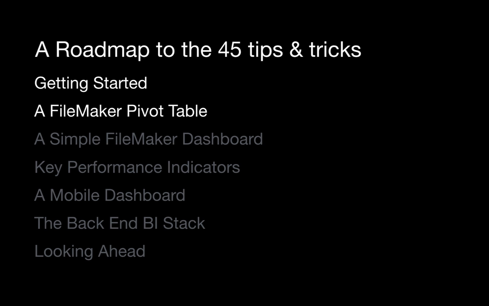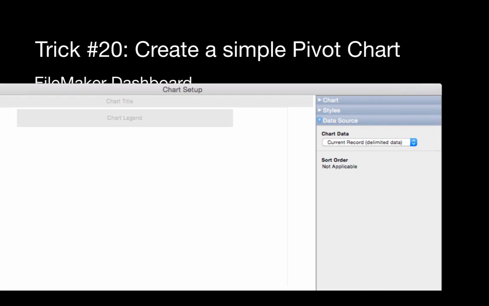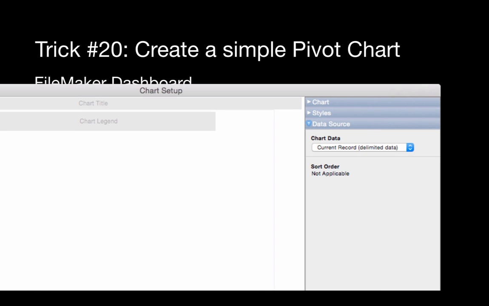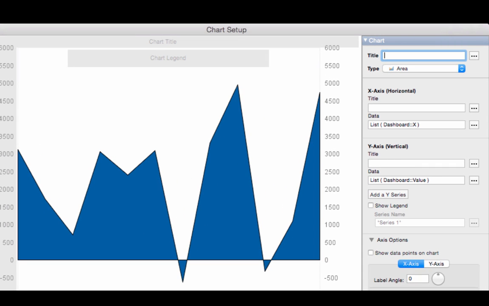So you now know how to create a FileMaker pivot table, or at the very least you're aware of the fact that it is possible. Given that you can now do that, you can move on and create a simple FileMaker dashboard. And the way we do that is to start with a chart. Now, after doing all that hard work, the chart is really quite easy. As long as you have the data source selected as the current record, then for the x-axis, you simply select the x field.